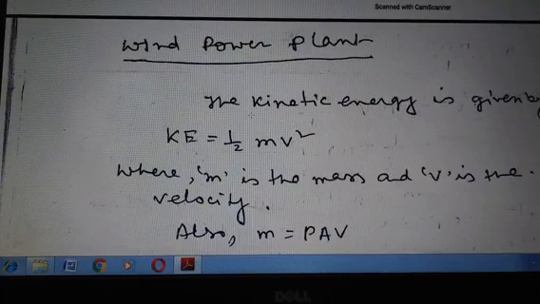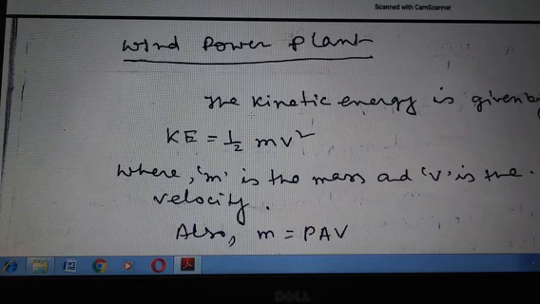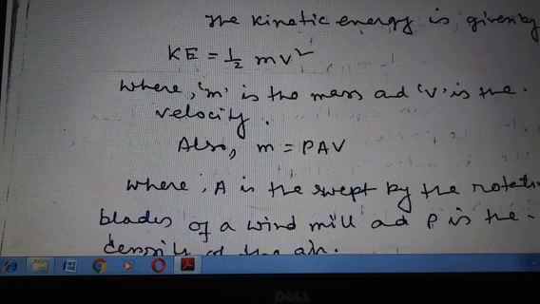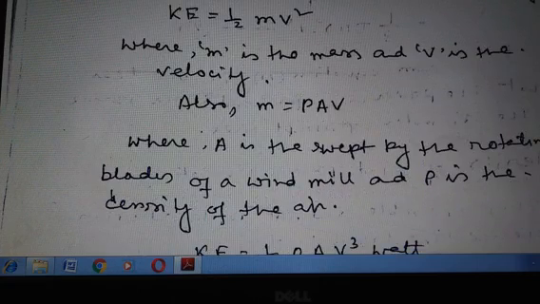Now, the wind power plant. The kinetic energy of the wind can be changed into another form of energy, either mechanical or electrical energy. Conversion of the kinetic energy of the wind into mechanical energy can be utilized to perform useful work or to generate electricity. The kinetic energy is given by KE equals half m v square, where m is the mass and v is the velocity of the wind.